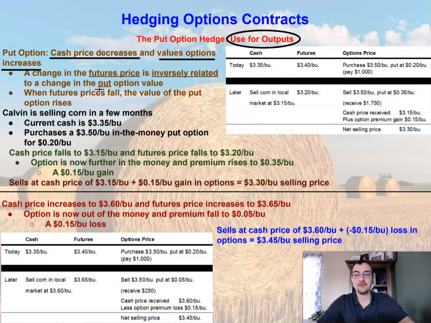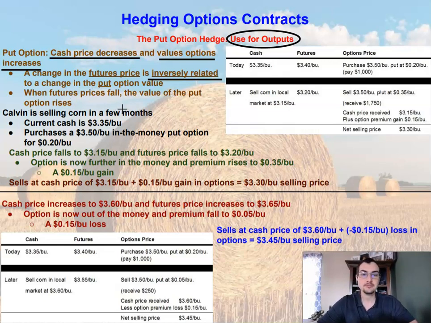So a change in the futures price is inversely related, which means it's opposite, to a change in the put option value. As futures prices increase, the put option value decreases. As futures prices decrease, the value of a put option actually increases. So whenever futures prices fall, the value of the put option increases.